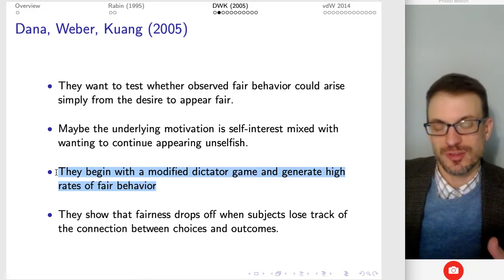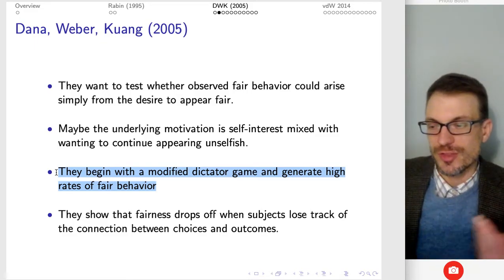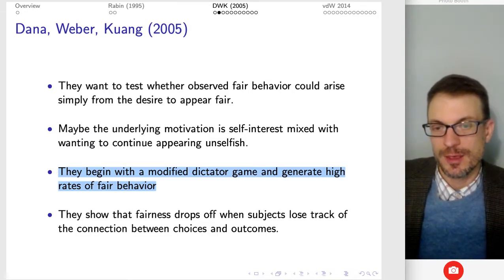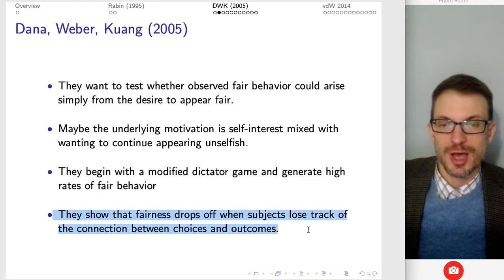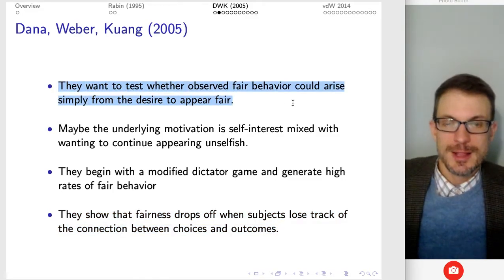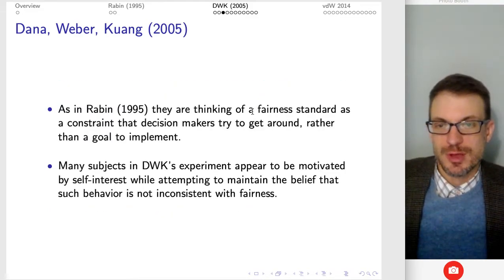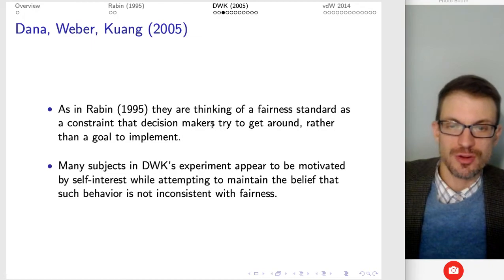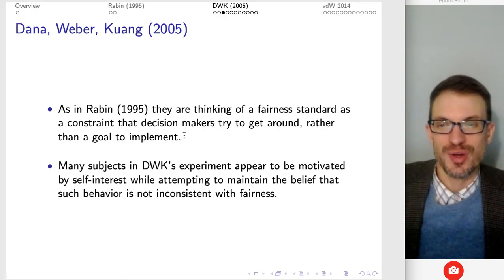And so they set up a dictator game. They get as their default high rates of things that look like fair behavior, so this now becomes a good context to study. Then they show fairness drops off when subjects lose track of the connection between their choices and outcomes, which suggests some support for the idea that maybe people are just trying to appear fair. All right, so as in Rabin, they're thinking of fairness as a constraint the decision makers might try to get around rather than a goal to implement, right?